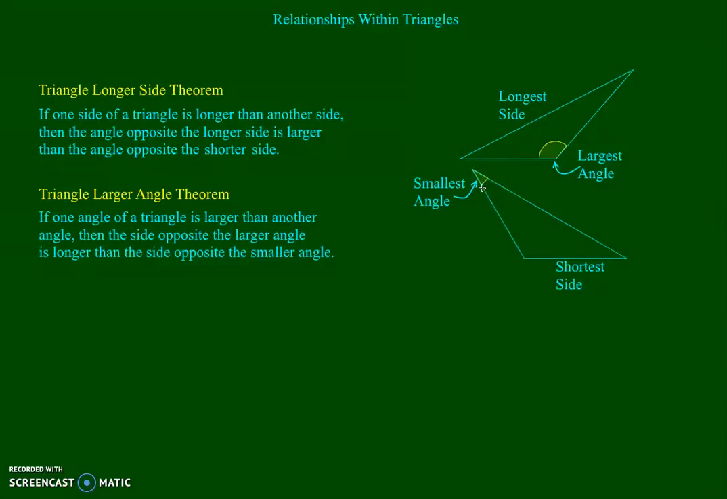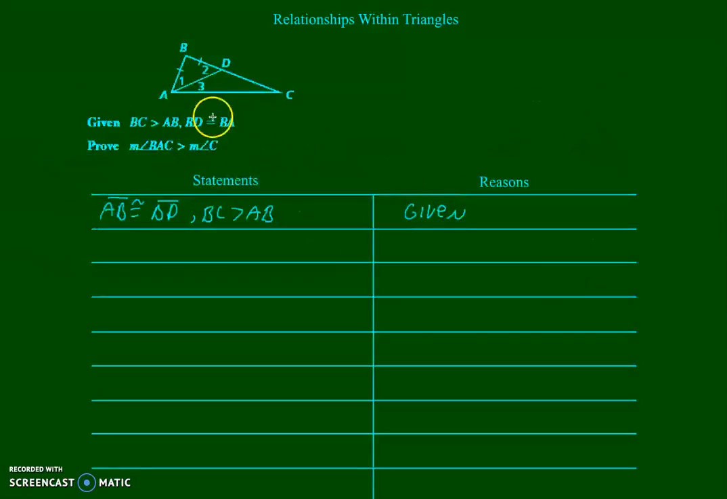The proof, on the other hand, isn't quite so obvious. So in our picture here, we're given that the length of BC is greater than the length of AB. And we're told that these two are congruent. We want to prove that the measure of angle BAC, the angle opposite this longer side, is greater than the angle opposite the smaller side. So given a longer side, we're trying to prove that the angle opposite the longer side is larger than the angle opposite the smaller side. So to begin, we're going to have to relate angle BAC to angle C.